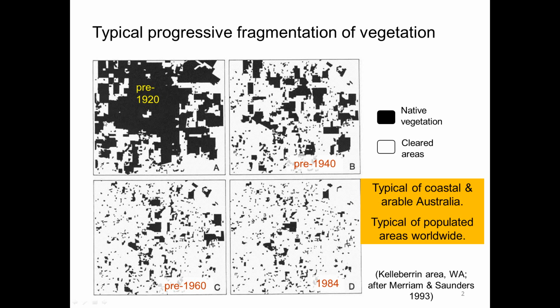And this kind of fragmentation is a very common story anywhere in the developed world over the last 100 to 250 years. And it's possibly becoming the most important threatening process to biodiversity worldwide, the loss and fragmentation of habitat.